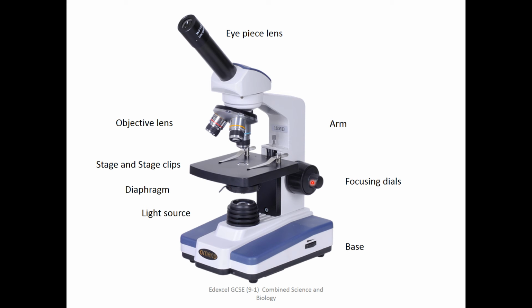The focusing dials are used to focus the image. This moves the objective lenses closer or further from the slide to do so. We then have the arm. The arm of the microscope is where you would hold the microscope from if you were moving it from place to place. And you could also support the microscope by placing your hand under the base.